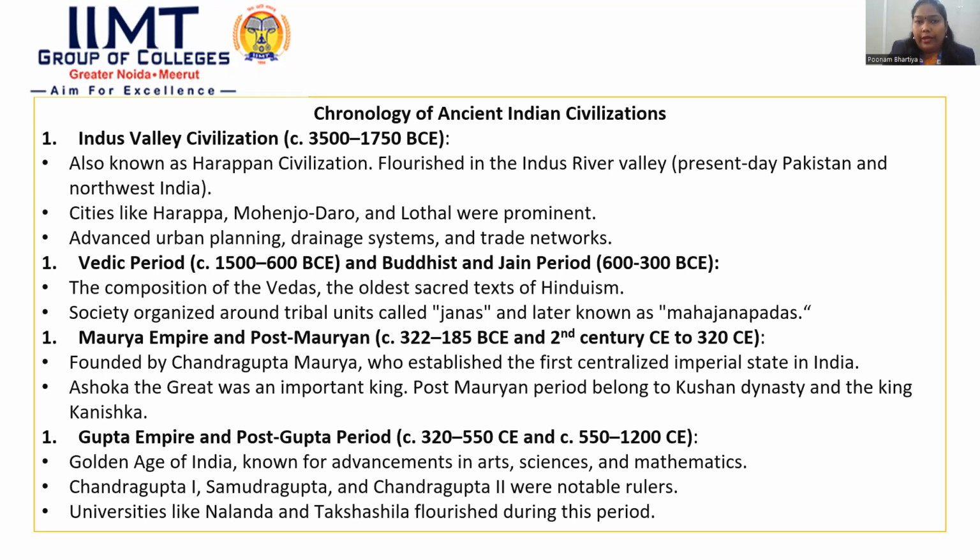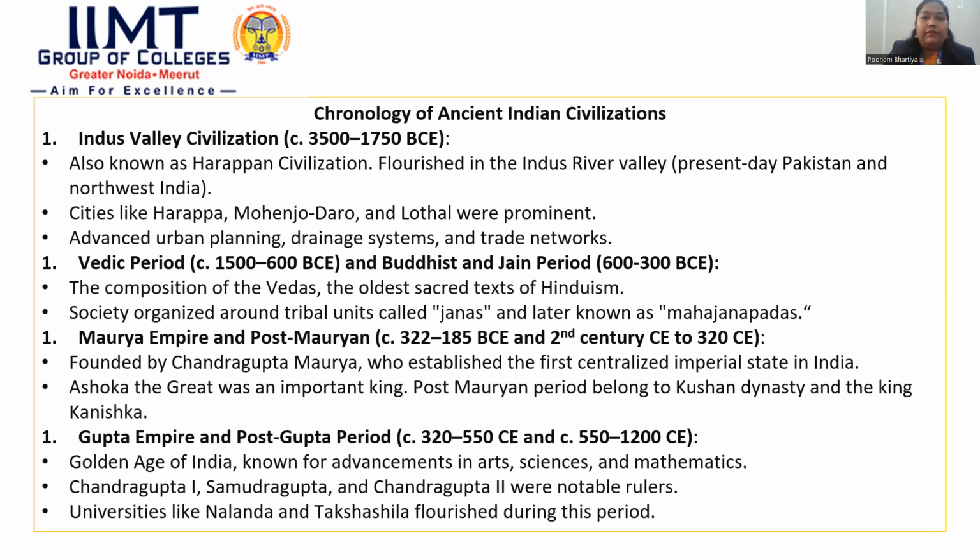So, first, the Indus Valley civilization started with a time period of 3500 to 1750 BCE, and it is also known as Harappa civilization, and it flourished in the Indus River Valley, present day in Pakistan and northwest India. There are many cities like Harappa, Mohenjo-daro, and Lothal, and it was known for its advanced urban planning, drainage system, and trade network, etc.